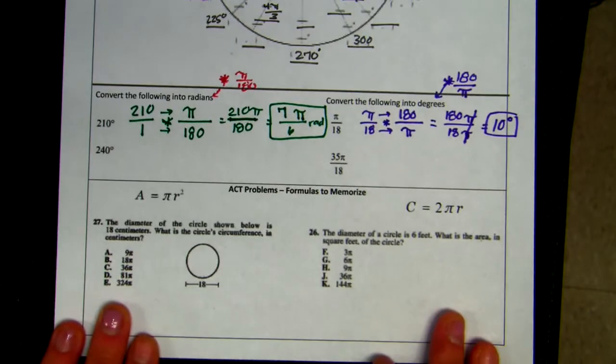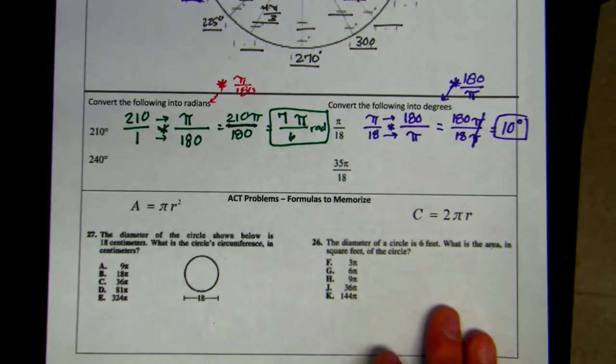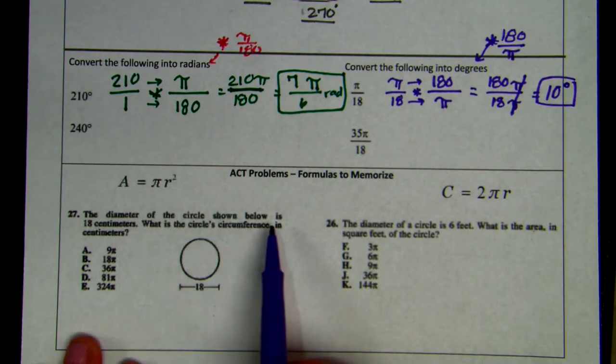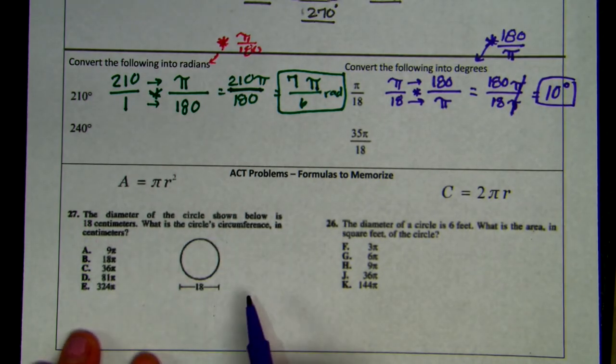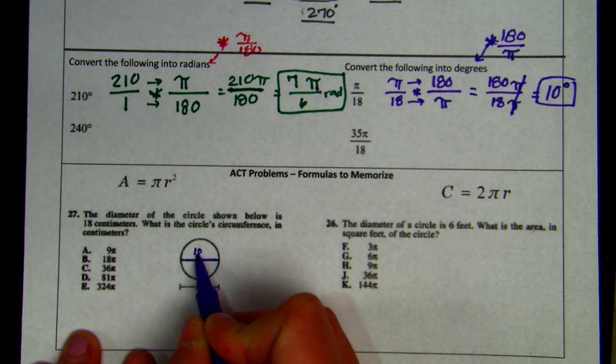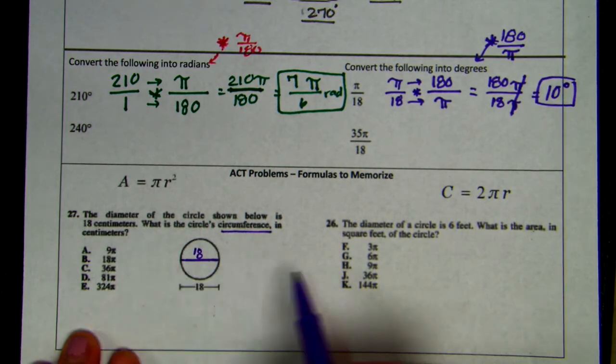We'll do one of the ACT problems together, and then we'll flip to the back. I'll zoom in a little here because I know that this is hard to read. This one says the diameter of the circle shown below is 18 centimeters. Okay, so across the entire thing is 18 centimeters. What is the circle's circumference in centimeters?